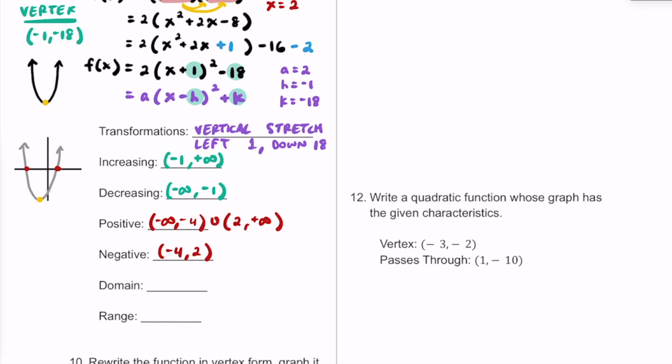Now, what about the domain? Well, the domain for all quadratics is going to be from -infinity to +infinity, right? There's nothing limiting the parabola from going left or right forever.